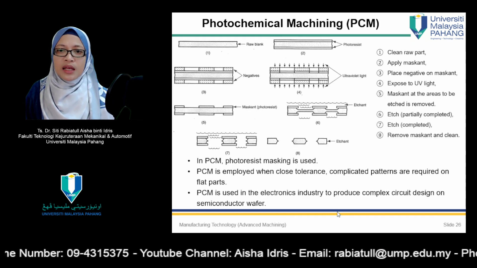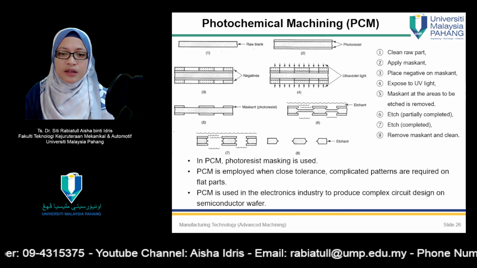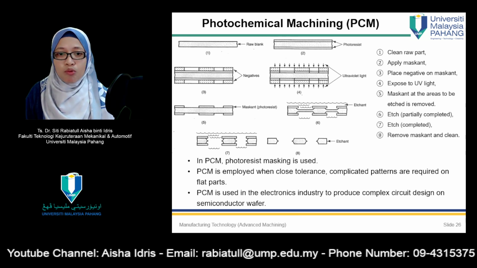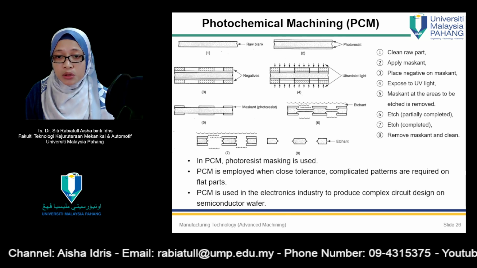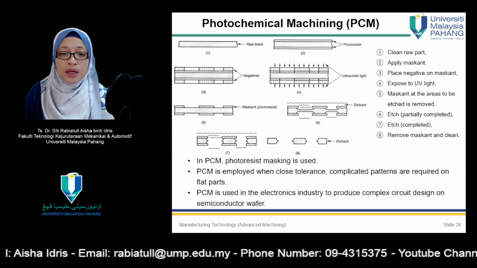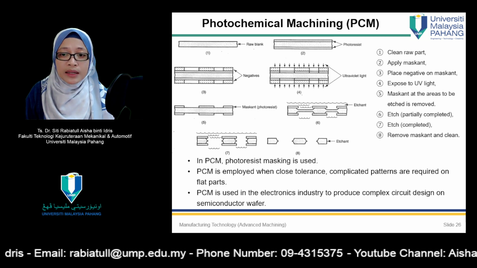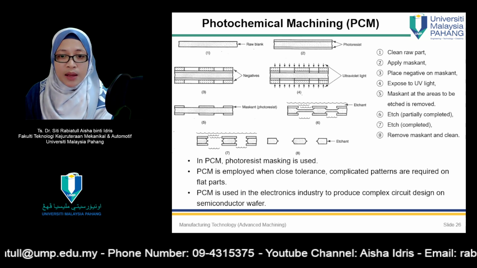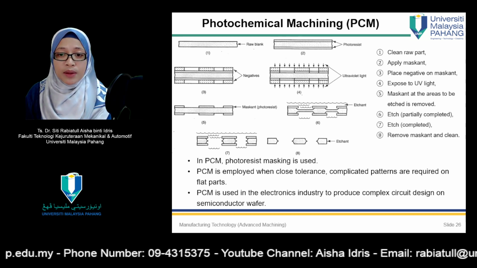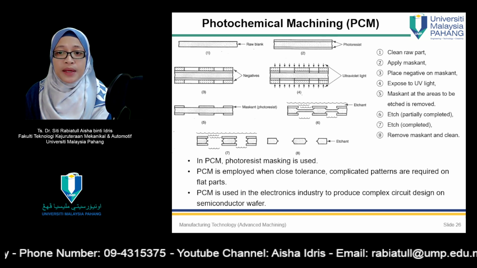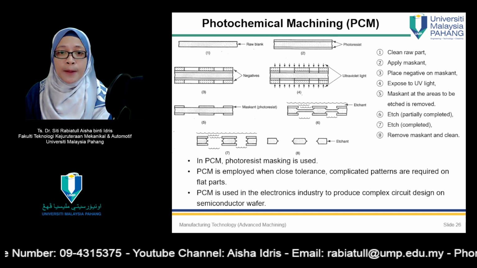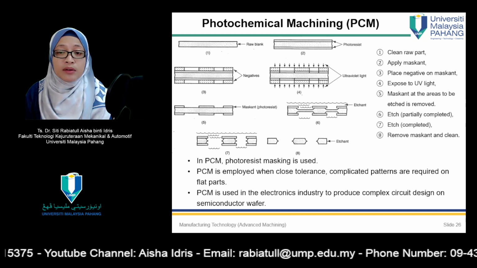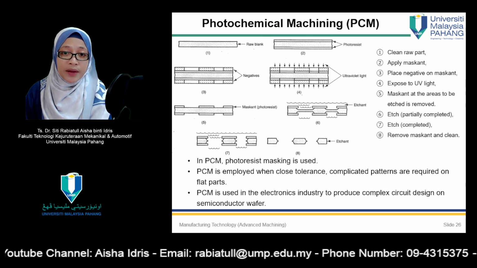And last but not least is photochemical machining under CHM. Photochemical machining is chemical machining in which the photoresist method of masking is used. The terms can therefore be applied correctly to chemical blanking and chemical engraving, where these methods use the photographic resist method. PCM is employed in metalworking when close tolerances and or intricate patterns are required on flat parts.